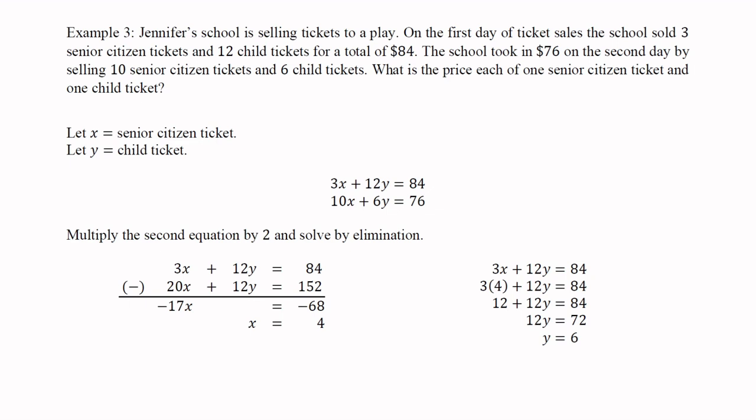So again, a word problem requires a word answer because you need context. So senior citizen tickets cost $4 each, and child tickets cost $6 each.